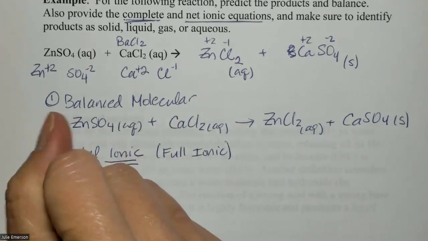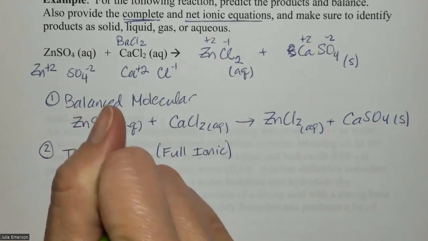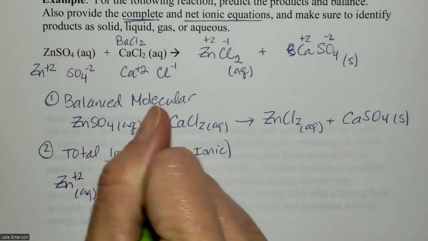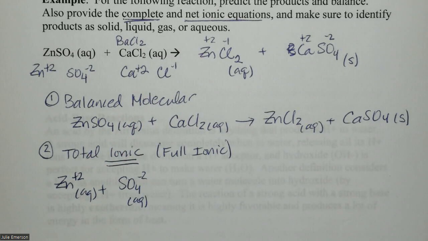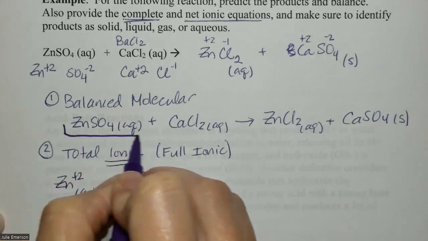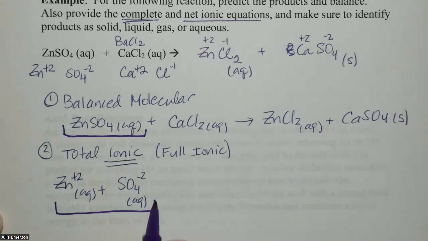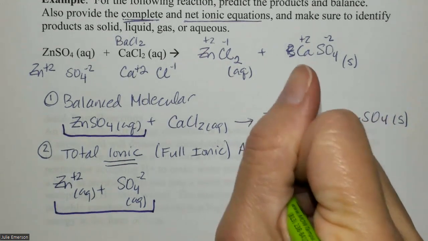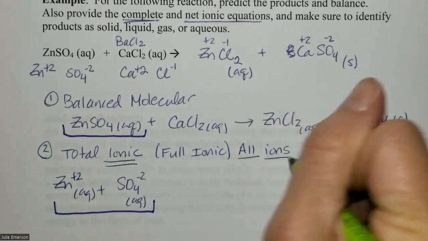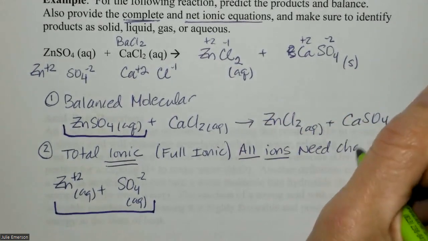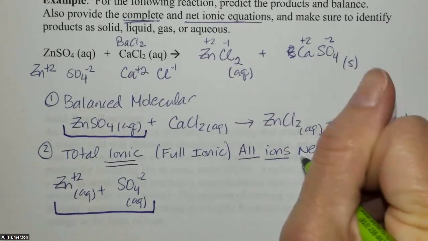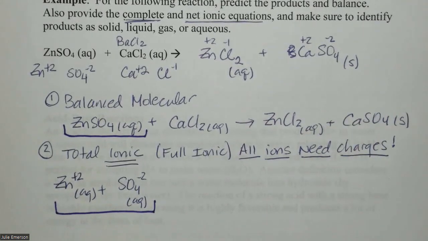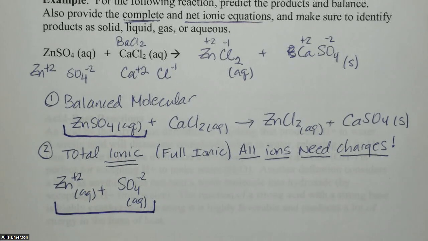What happens is it exists as zinc cations and sulfate anions, right? So we're going to take zinc sulfate and just rewrite it as zinc plus sulfate, and break it up. But here's what's important, and this is huge. All ions need charges. This is the big deal, because there is a big difference between zinc with no charge and zinc +2 with a charge.